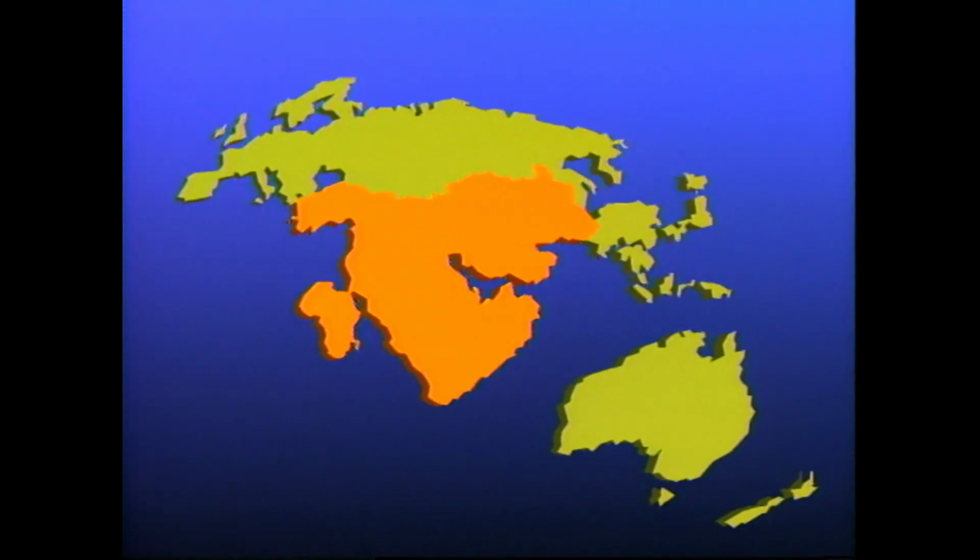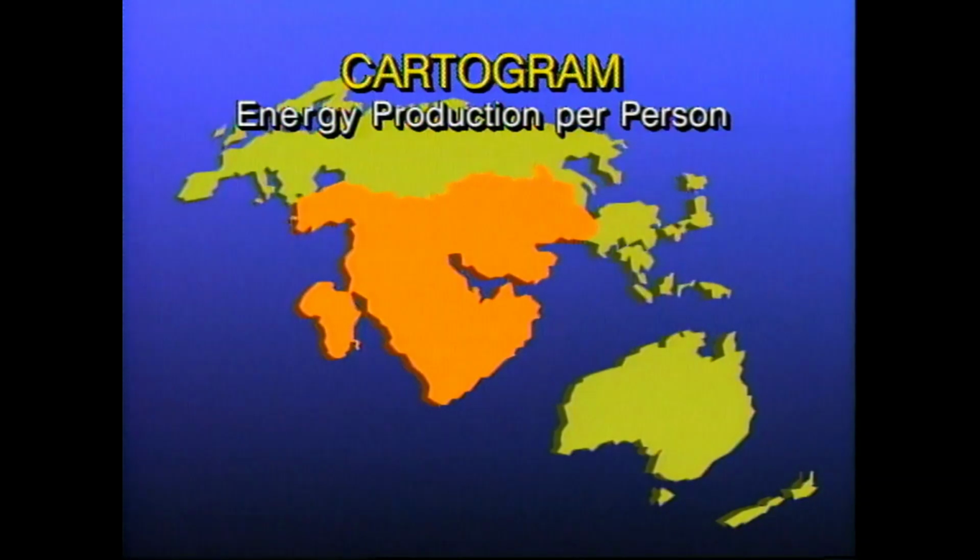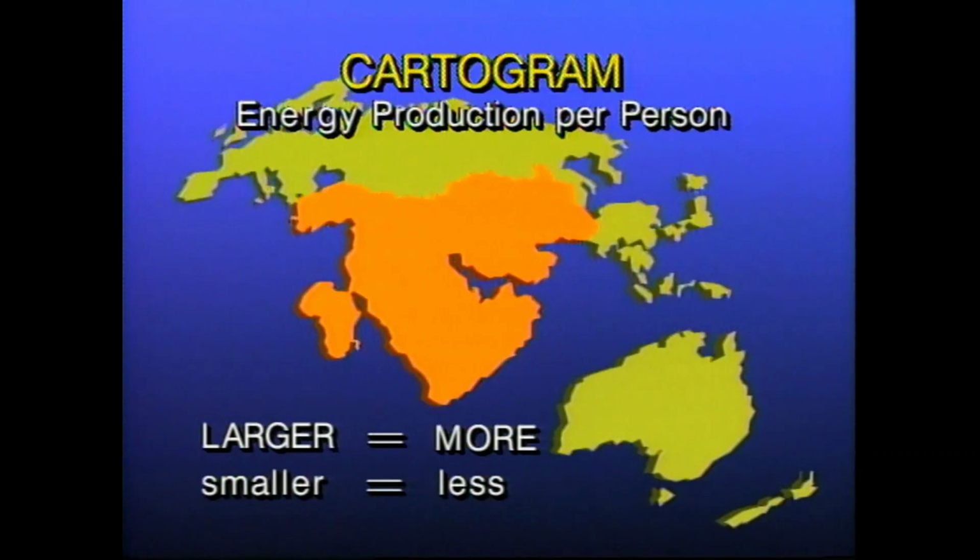Now look at the second map. Which is larger, Africa or Southwest Asia? On this map, Southwest Asia is larger because the map is a cartogram. On cartograms, sizes of areas are important. For instance, on this cartogram, the size of an area tells how much energy is produced there per person. Areas that produce more energy are drawn larger than areas that produce less energy. The rule of cartograms is larger means more, smaller means less.